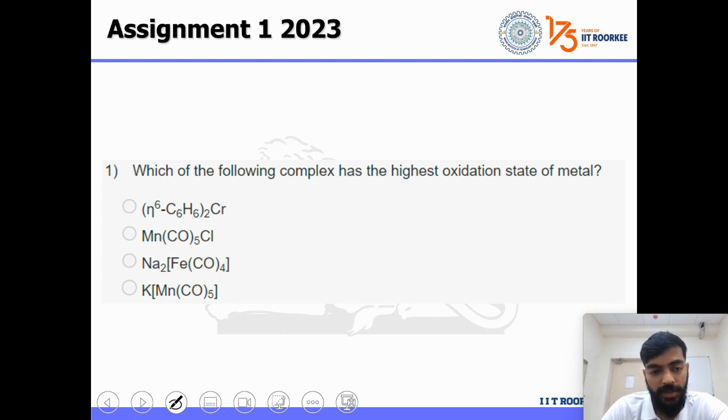The first question is a very interesting question. Which of the following complexes has the highest oxidation state of metal? This is a confusing question, and I will tell you a logic which will open your eyes on how to approach it. First, you need to go through the options and tell me what is the highest oxidation state of metal here.